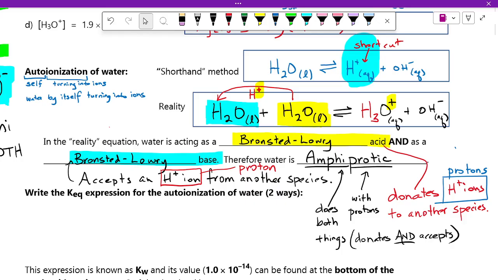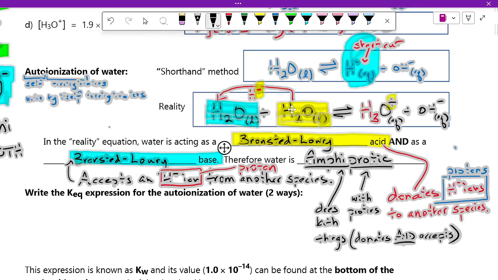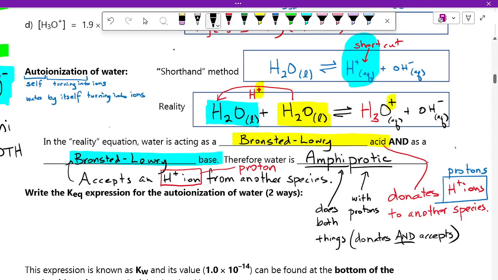And now, what we're going to do is you are going to take both equations for the autoionization of water. Remember, those were up here. Okay, those are our autoionization of water. And you are going to write the KEQ expression for each of those reactions. Okay, so please do that. Please write the KEQ expression for reaction number 1 and reaction number 2, those two autoionizations of water.